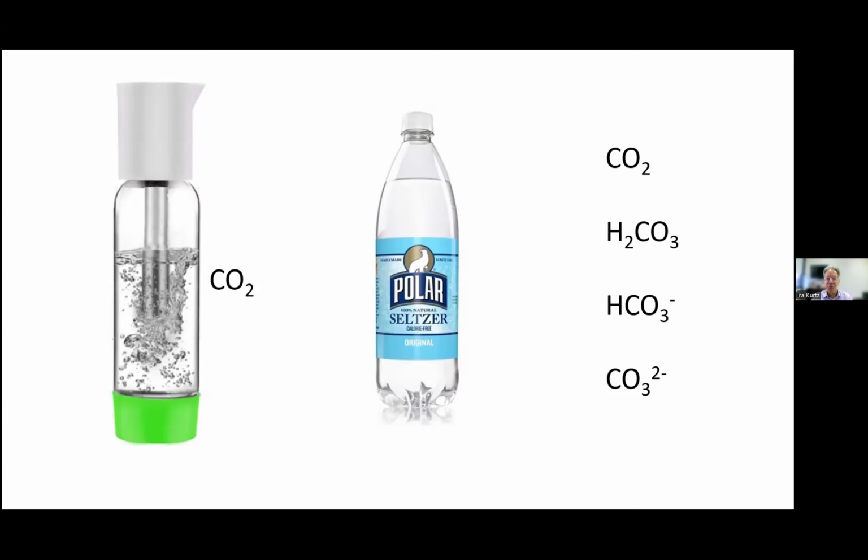So let's talk about the most prevalent buffer system in the body and in all mammals. It's the bicarbonate buffer system, and it's actually composed of four entities. It's no different than when you bubble water with carbon dioxide, you end up with four compounds in the solution. The first is CO2, which refers to dissolved carbon dioxide gas. The second entity, H2CO3, is called carbonic acid. The third is bicarbonate, and the fourth is carbonate.